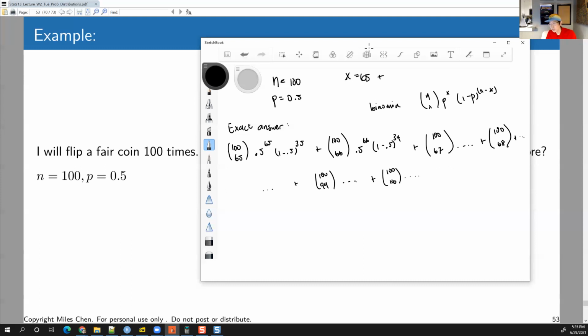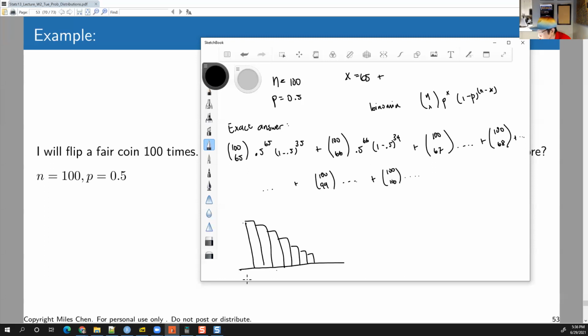So what we're going to do is approximate this. Because what it ends up looking like is that you have this binomial distribution with all of these bars, and overall it ends up looking a lot like the normal distribution.